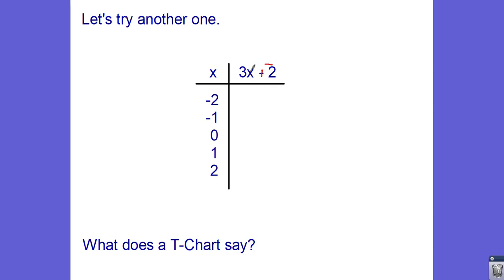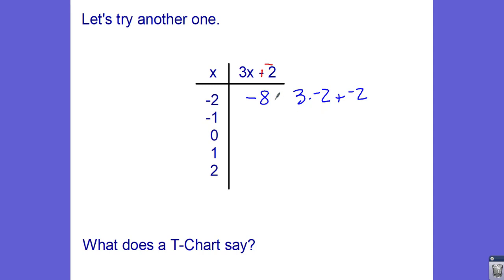Now again, the reason why I do that is to help prevent careless mistakes. It makes it just a little bit easier for me to understand. So I'm going to start with my first x value. 3 times negative 2 plus negative 2. Well, 3 times negative 2 gives us negative 6, because you know one negative makes it negative. So negative 6 plus negative 2 gives me a negative 8.